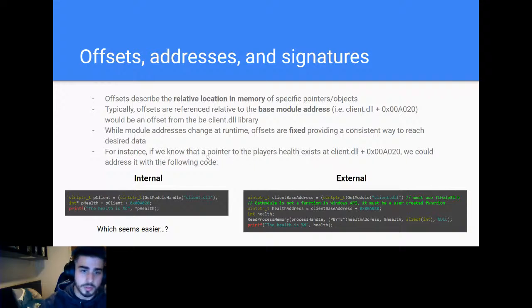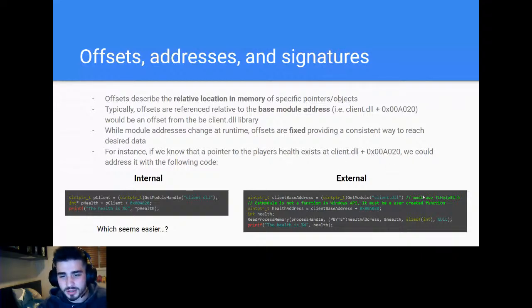An example of this would be if we know that there's a pointer to the player's health that exists this offset away from the start of client DLL. We could address it by dereferencing that pointer using the following code. Internal, you see it's pretty simple. You find the start of the module, add your offset to that address, and this is going to be your pointer to the player's health. When you dereference this, that's going to give the health of the player. That simple.